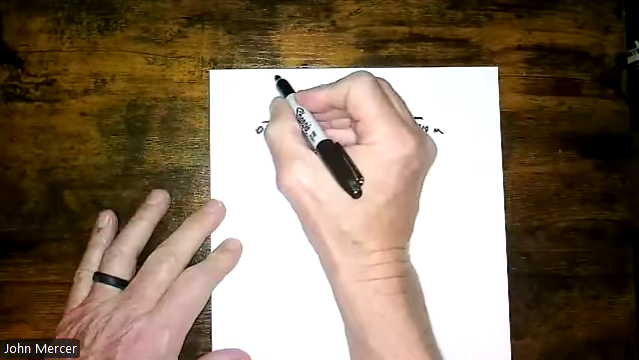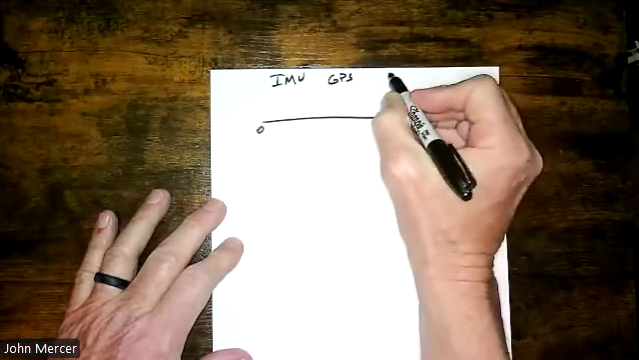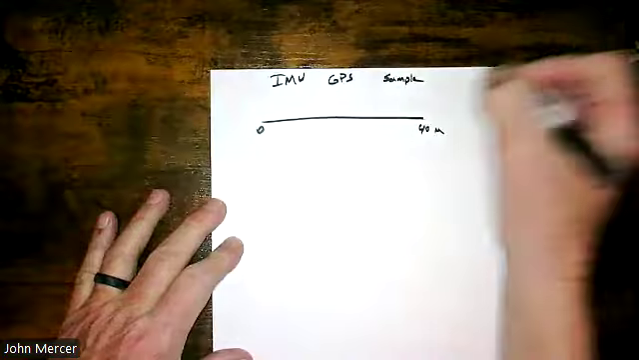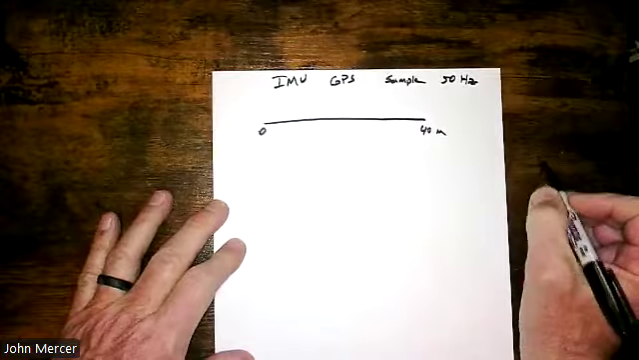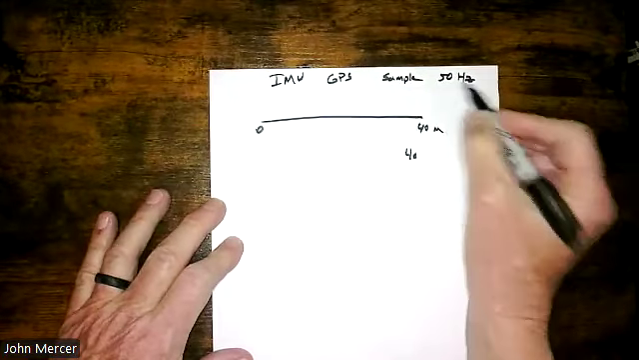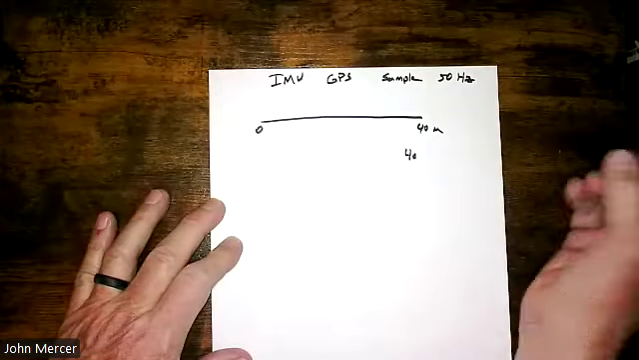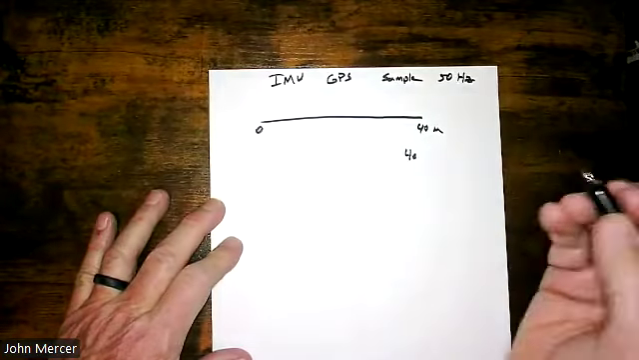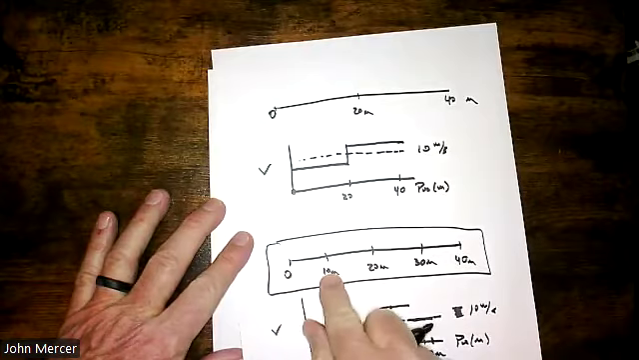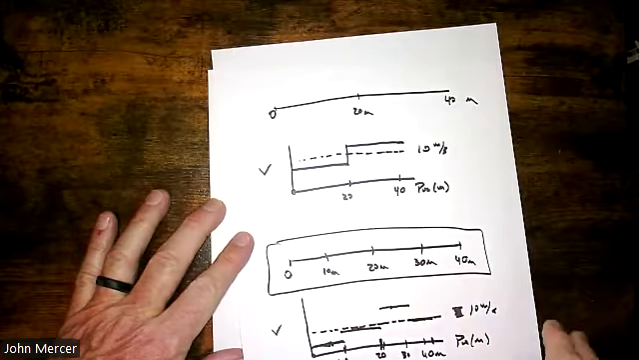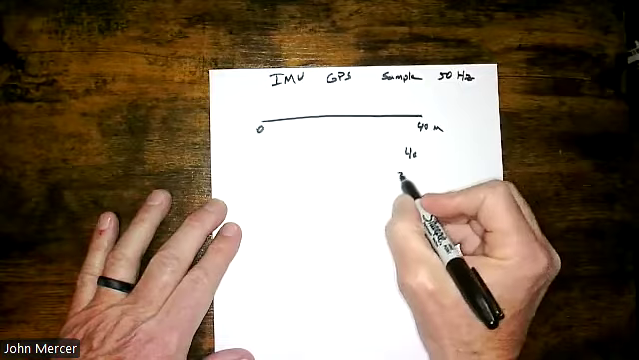But now we use an IMU unit, or maybe a GPS unit, that's sampling at maybe 50 hertz, 50 samples per second. So if I did this in 4 seconds, if I'm sampling at 50 samples per second, what's that? That's 200 samples. So rather than getting 5 times, I'm getting 200 times.